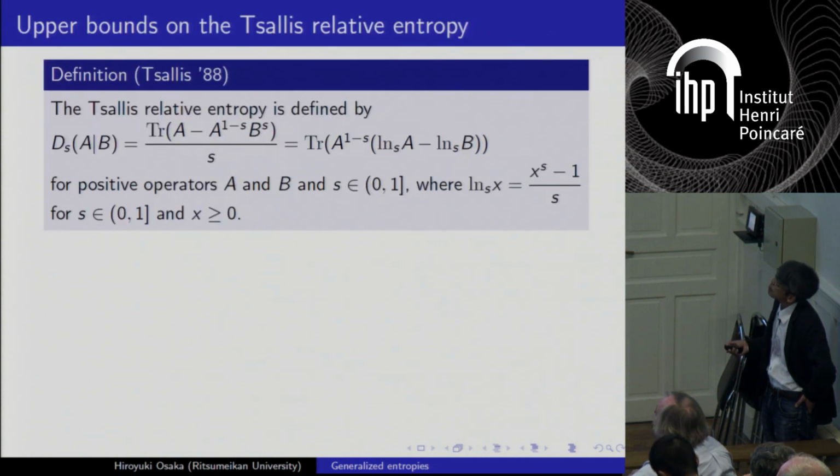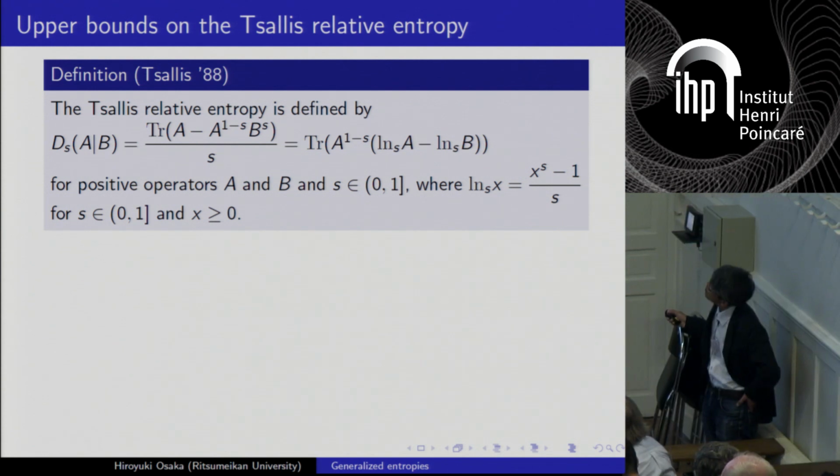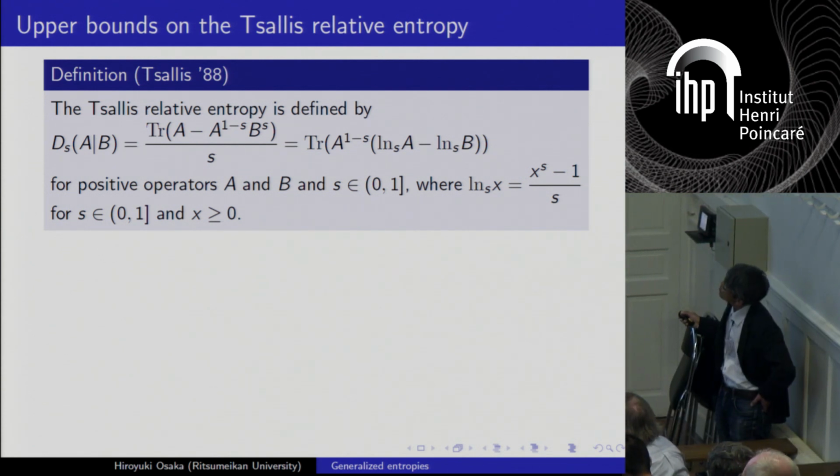Here is the so famous Tsallis entropy, the Tsallis entropy, the scalar version. This is the Tsallis entropy. In this case, this is this type of map, and if s goes to 0, this goes to the logarithm of x. That's why the Tsallis entropy is very important.